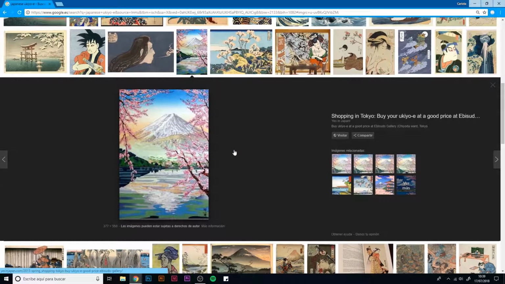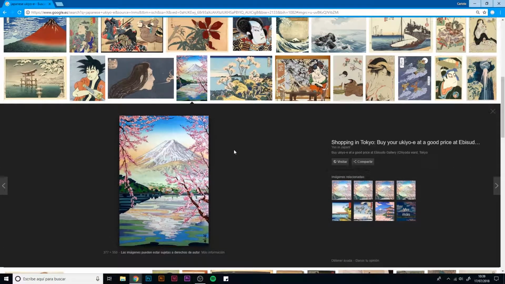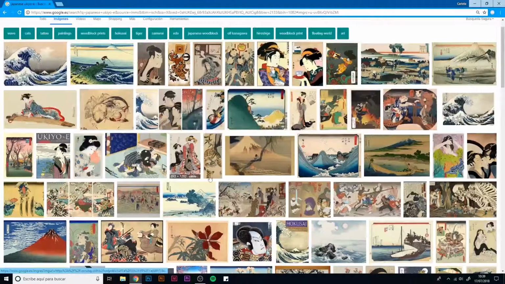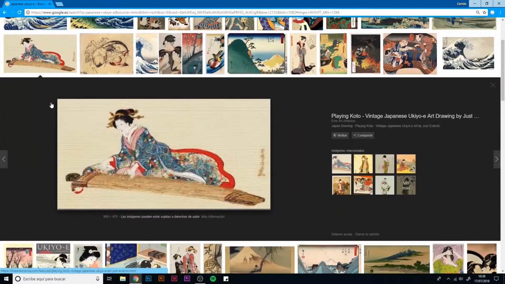This one you see on the screen is a ukiyo-e, a genre of Japanese art, which is characterized by reproducing landscapes, everyday scenes, females, and so on.